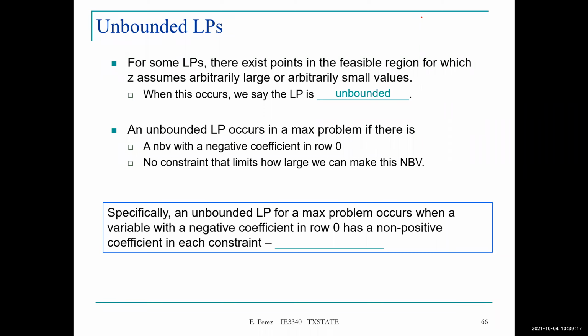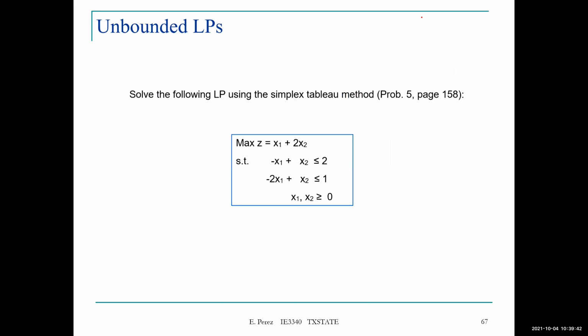An unbound LP occurs in a maximization problem if there is a non-basic variable with a negative coefficient in row 0 and no constraint that limits how large we can make this non-basic variable. Specifically, an unbound LP for a maximization problem occurs when a variable with a negative coefficient in row 0 has a non-positive coefficient in its constraint, because the ratio test failed.